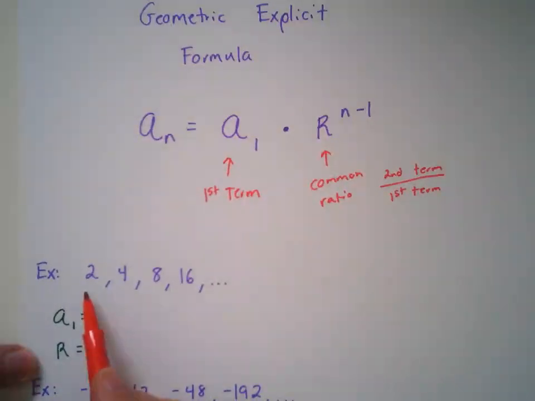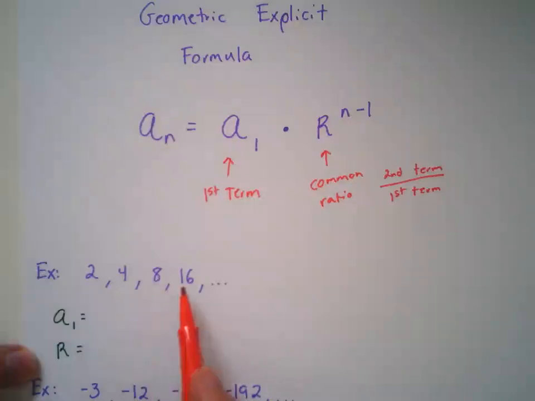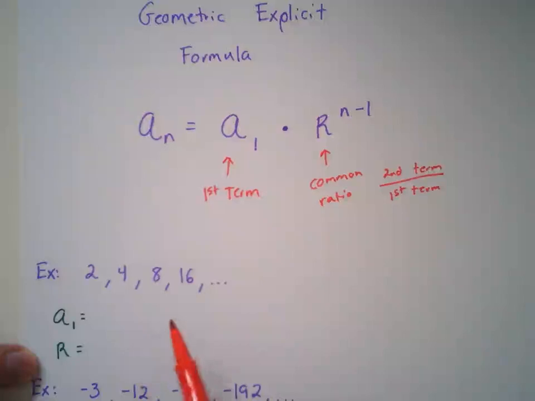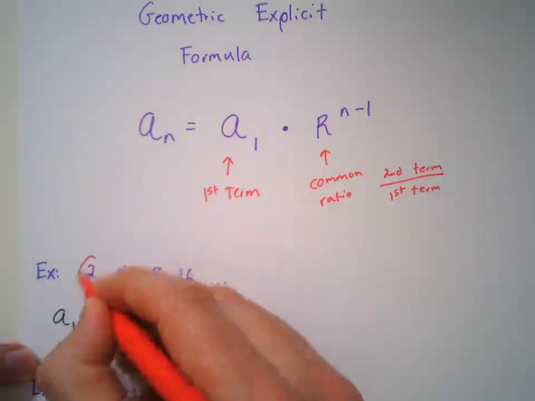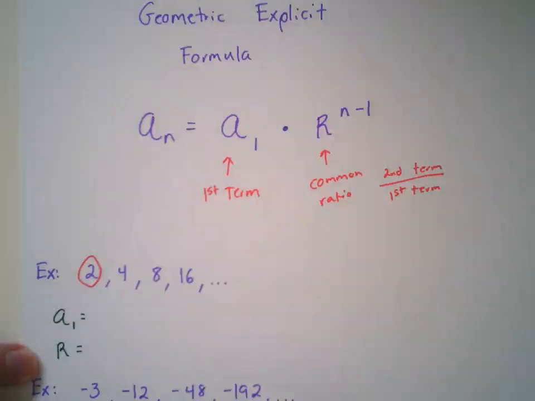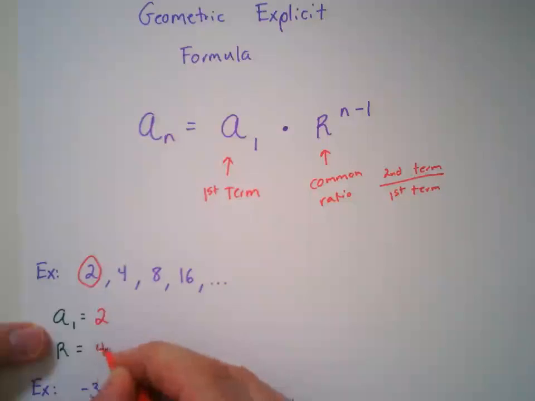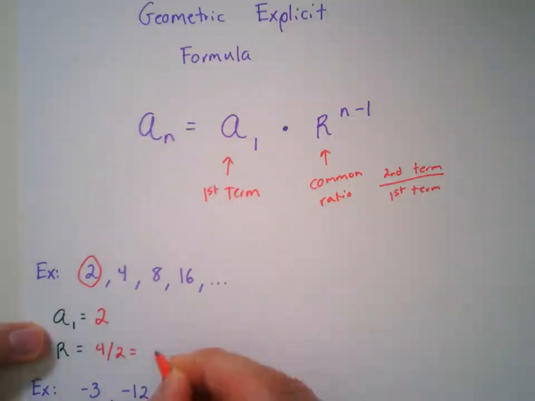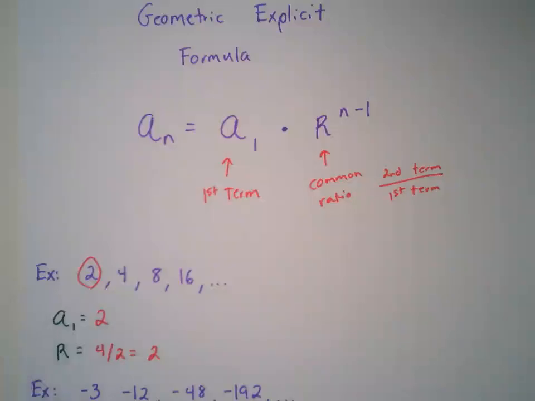So for the first example, we have 2, 4, 8, 16. I'm already letting you know this is a geometric sequence. So for our A1, just our first term, our first term is the 2. Notice, because it's first, our A1 is 2. Our common ratio is our second term, which is 4, divided by our first term, which is 2. So 4 divided by 2 equals 2. So our common ratio here is 2 as well.